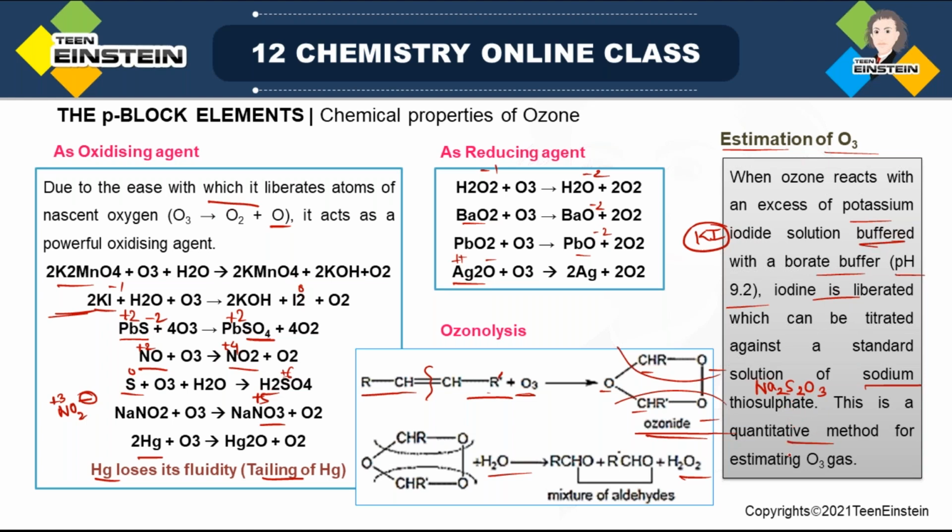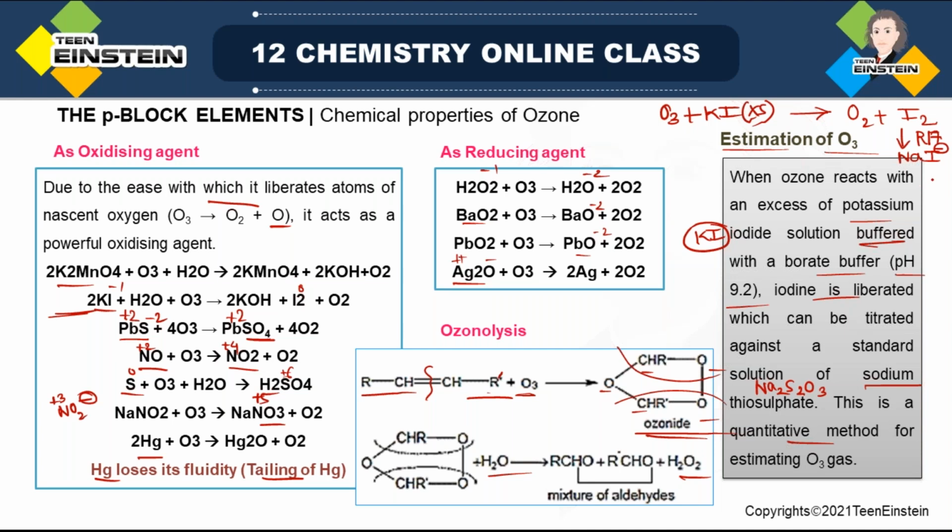Okay, now why is it a quantitative method of estimation of O3? Suppose you do not know the amount of ozone that is present, and you are reacting O3 with KI, which is present in excess. Now O3 will be converted to O2 and you will get iodine. Now this iodine in presence of the reducing agent, that is Na2S2O3, again will be converted to NaI. The reducing agent that we are using here, Na2S2O3, its concentration is known.